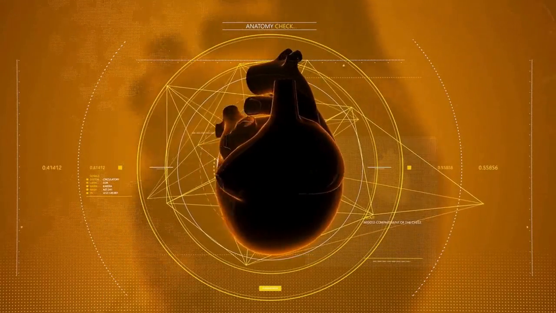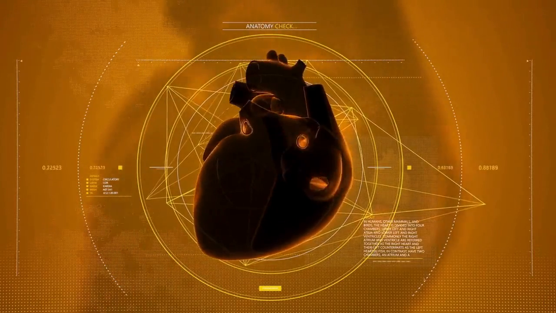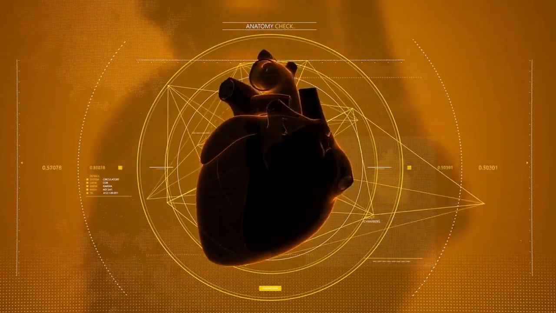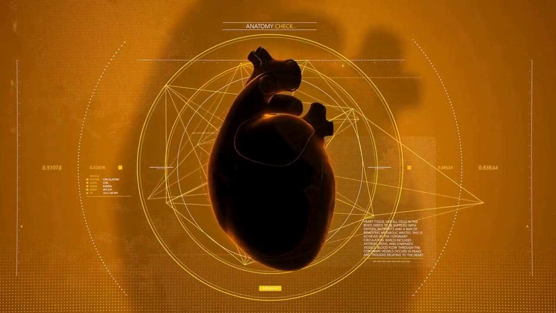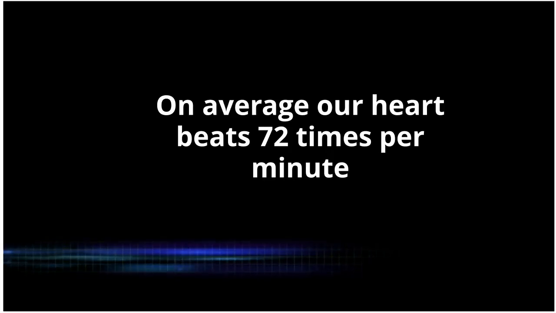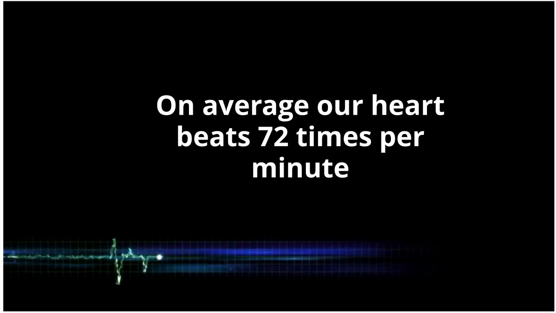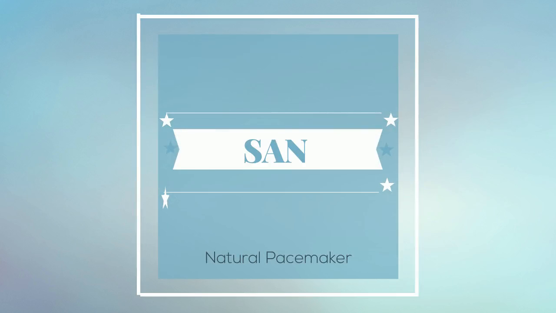The sinoatrial node can generate the maximum number of action potentials, that is 70 to 75 times in 1 minute, and is responsible for initiating and maintaining the rhythmic contractile activity of the heart. On average, a heart beats 72 times per minute. And the sinoatrial node is also called the natural pacemaker of the heart.